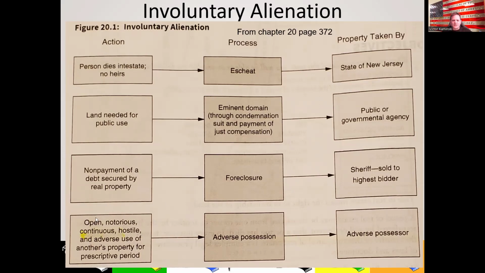Adverse possession is when open, notorious, continuous, hostile, and adverse use of another person's property for a period of time as prescribed by state law has been used. Through the process of adverse possession, an adverse possessor can claim ownership. We're going to go over that one a little bit more, I think, even in the next chapter, chapter 7.